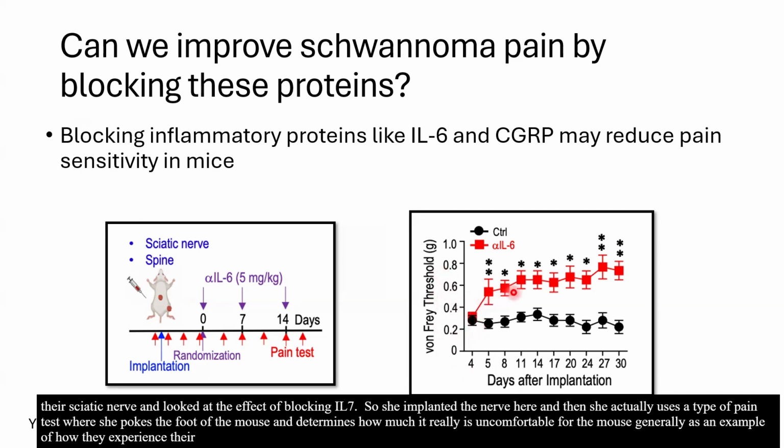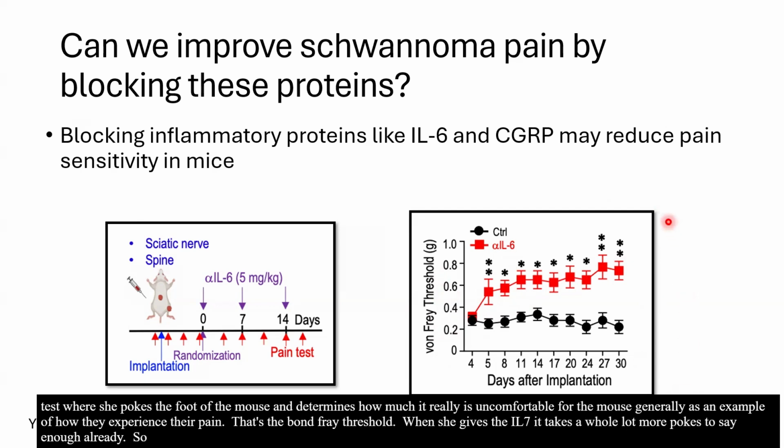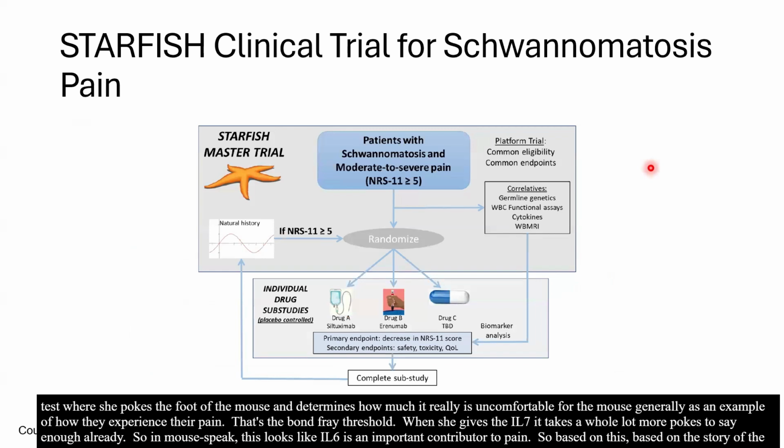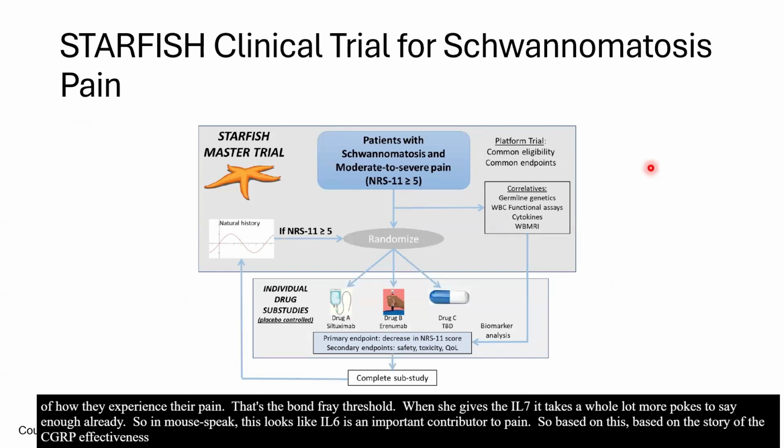When she gives IL-6 antibody to those mice, it actually takes a whole lot more pokes for them to say enough already in the foot that's affected by the schwannoma. So in mouse speak, this looks like IL-6 is an important contributor to pain, and blocking it actually reduces pain quite a lot in a schwannoma affected leg. So based on this, based on the story of the CGRP effectiveness in migraines, this leads us to the current trial that's ongoing, which is called Starfish.